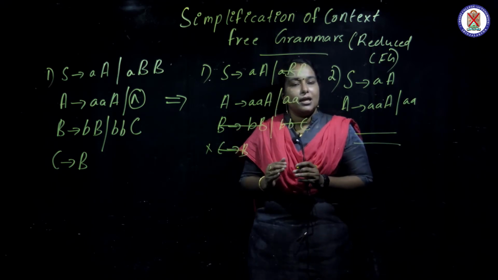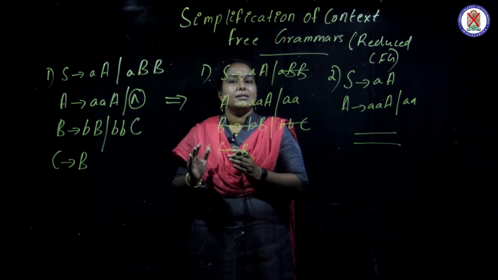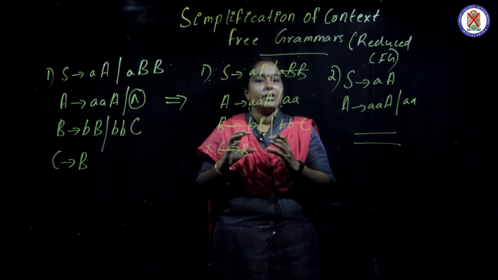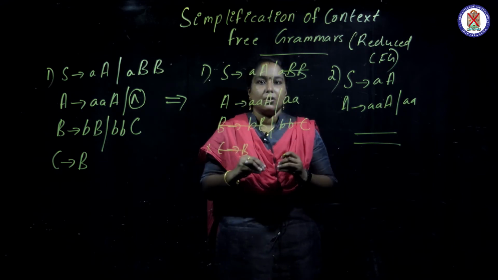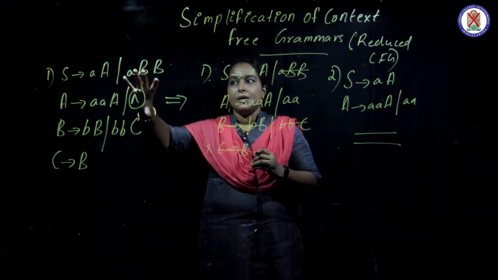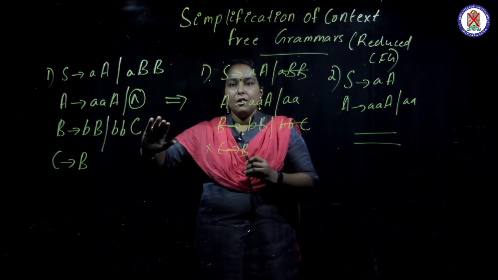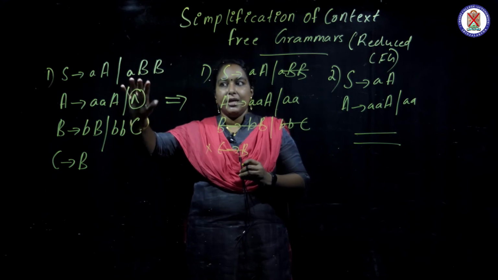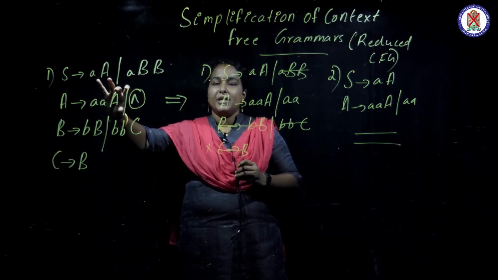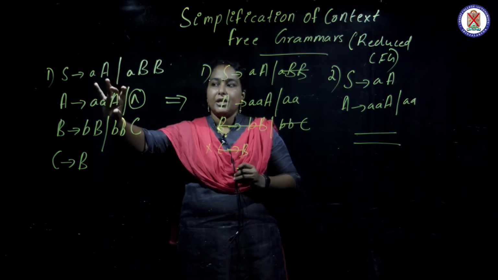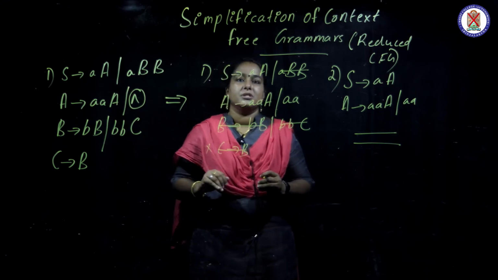Once again, you must watch the previous three videos thoroughly, because in them we have done each and every step for the simplification of the context-free grammar clearly and in detail. So first, for any given grammar, check for the null production. In the null production, you must eliminate null, preserve the grammar as it is, and eliminate the values which become null. That combination must be done.